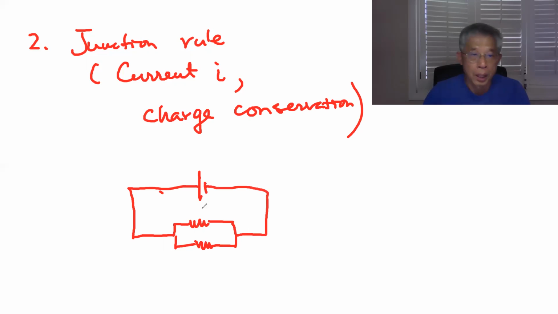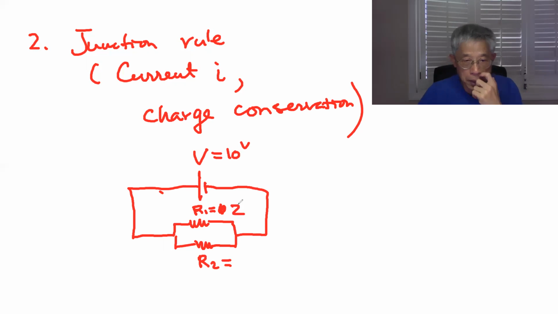Okay. Now this is V, and that's equal to 10 volts. And let's say we have this one here, R1 equal to 2. And R2, let's call that 1, equal to 1 ohm.